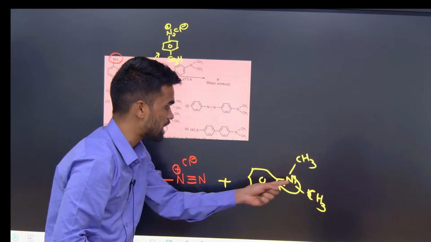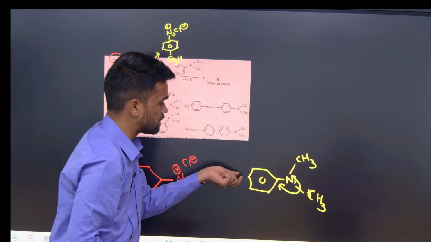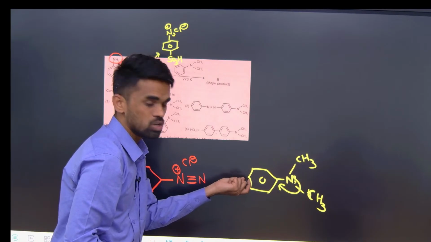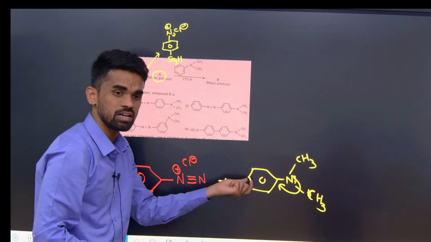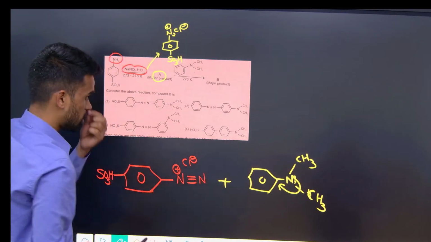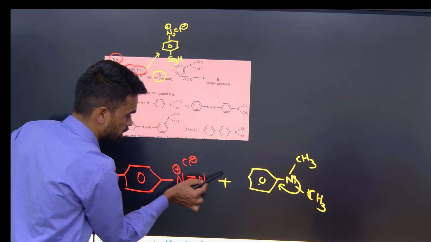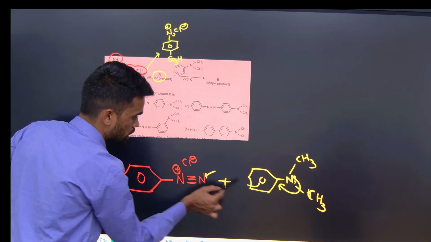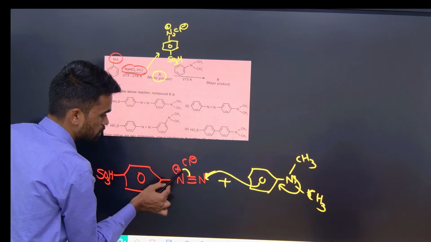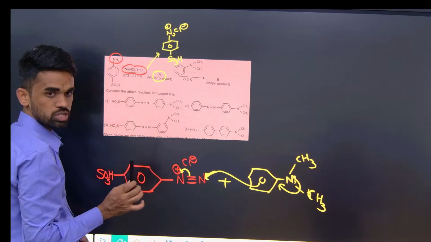Why? Because it is activating the ring at ortho and para, but there is no steric repulsion at para. So therefore the electrophile can be added at the para position. Now these pi electrons will be donated to the nitrogen atom here, like this, and this will be going like this. So electrophilic substitution takes place.